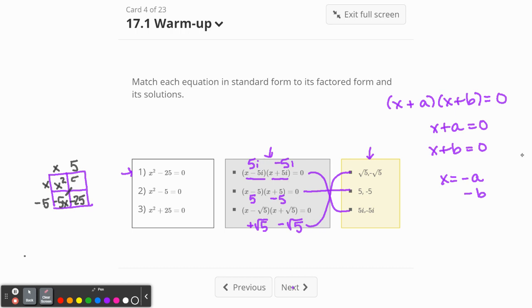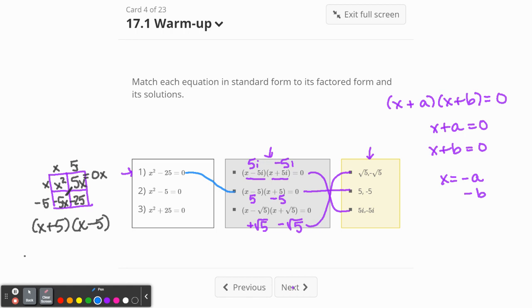Negative 5x and 5x add to give me 0 x's. 5 times negative 5 is negative 25. So factored, this would be x plus 5 times x minus 5. So I'm going to go ahead and match that first quadratic to the second option.